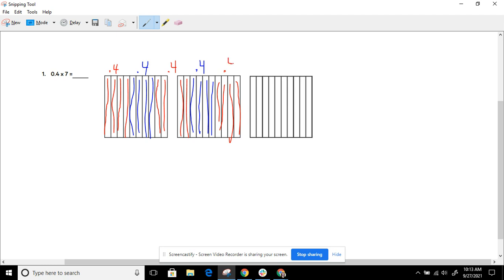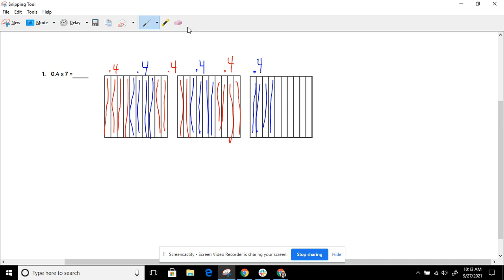So all I'm doing is making groups of 4/10, and I'm using my whole number to make that many groups. I have 7 wholes, so I'm making 7 groups of 4/10. That's what I'm multiplying 4/10 by, is 7. So at 1, 2, 3, 4, 5, I need 2 more. So I'm going to go back to blue. 4 more tenths. 1, 2, 3, 4.